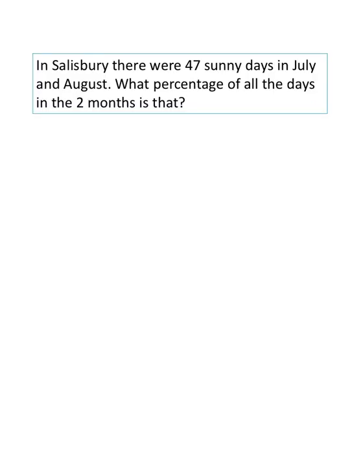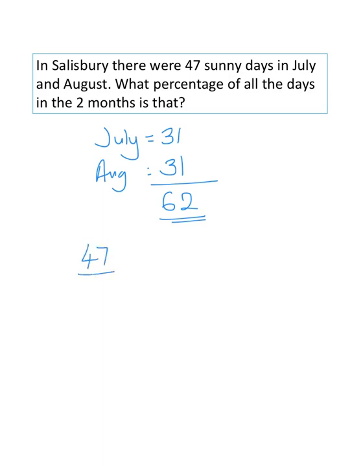You'll be asked to solve some problems involving percentages. So in Salisbury there were 47 sunny days in July and August. So in July we know there are 31 days, and in August there are also 31 days, so in total 62 days. Now 47 of those days were sunny, so that's 47 out of 62 days were sunny. We want to know what percentage of the days in the 2 months that is.